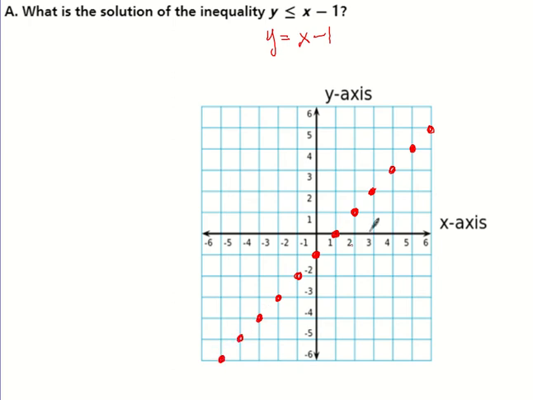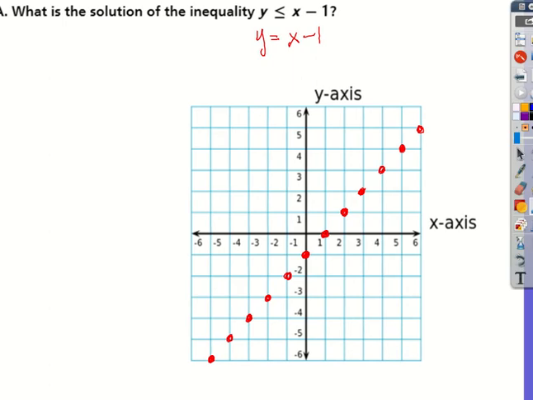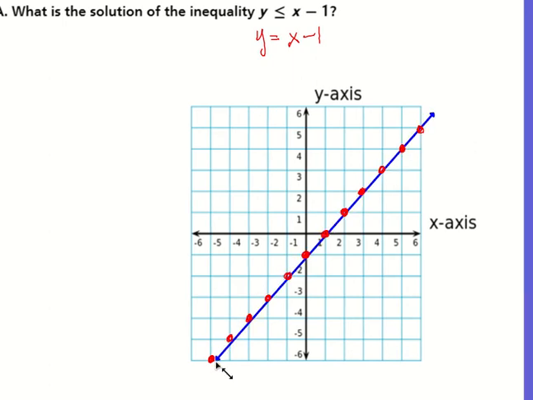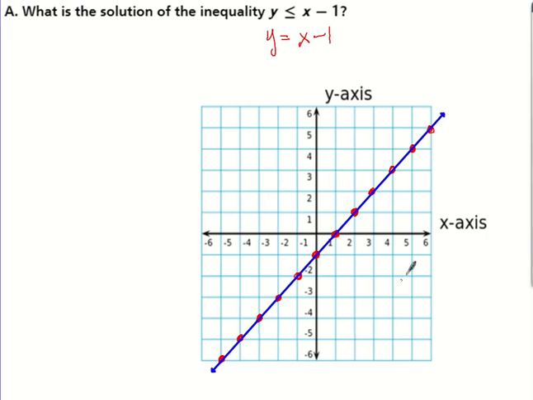All the way down to here. Then I'm going to connect it with a line. I'm going to let it be a solid line because it's equal to. All right, so there's my line. Now, once we've graphed the line, we have to pay attention to this. What we want is all the y solutions to be less than or equal to x minus 1. So this line represents the equal to part. This is where y is equal to x minus 1, right?